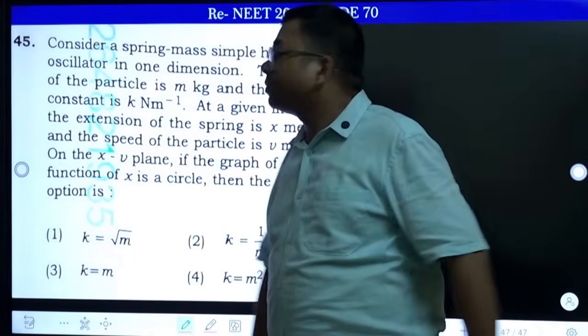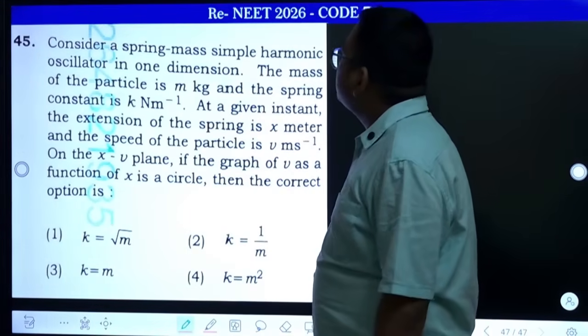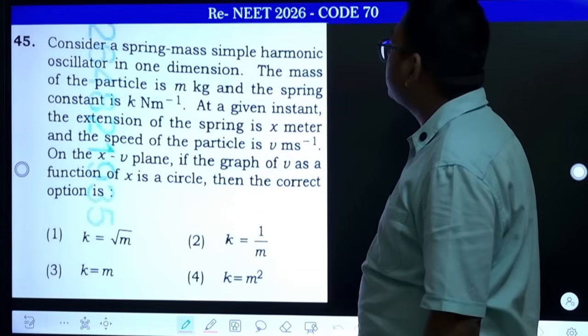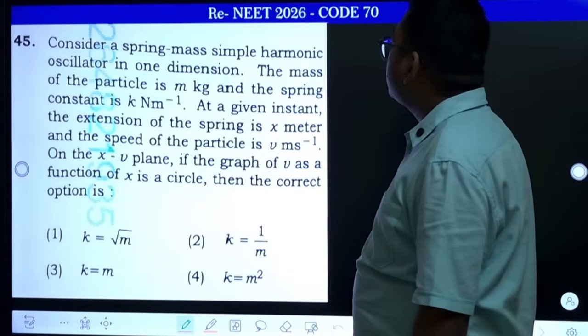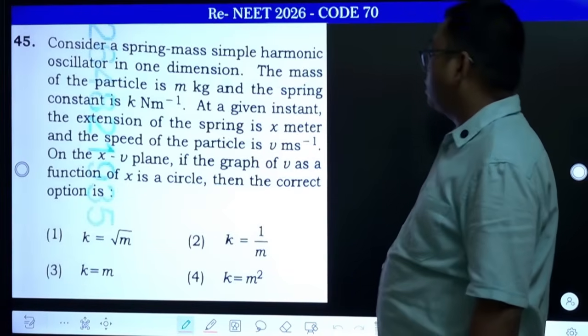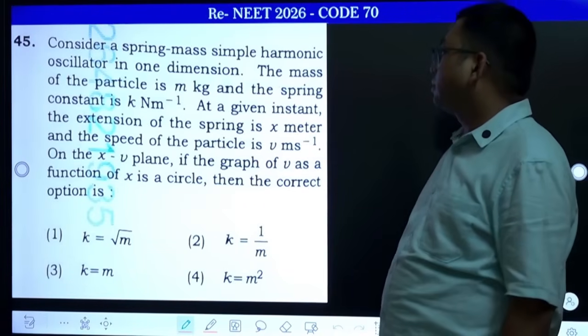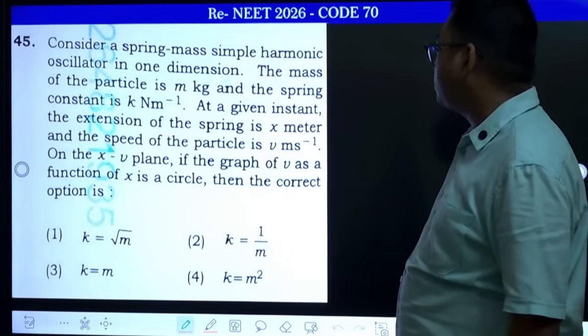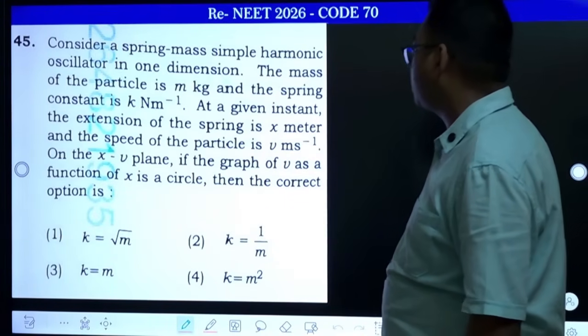Last question. Consider a spring mass simple oscillator in one dimension, the mass of the particle m and the spring constant k. At a given instant, the extension of the spring is x meter and the speed of the particle is v. On the x-v plane, if the graph of v as a function of x is a circle, then the correct option is.